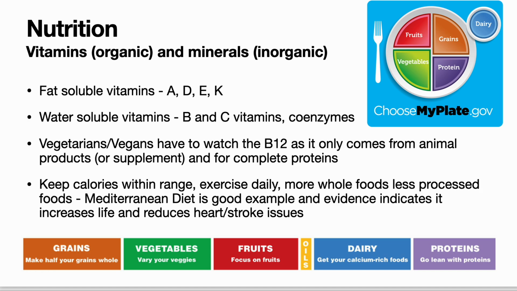Same for complete proteins. You want to make sure that you're eating complex complete proteins, and it's again completely doable on a vegetarian or vegan diet. You just need to do a little research and make sure that you're combining the right kinds of proteins to get those complex or complete proteins, so that you get all of the essential amino acids that you need to be healthy. Most important thing, right, is we want to keep calories within a particular range.